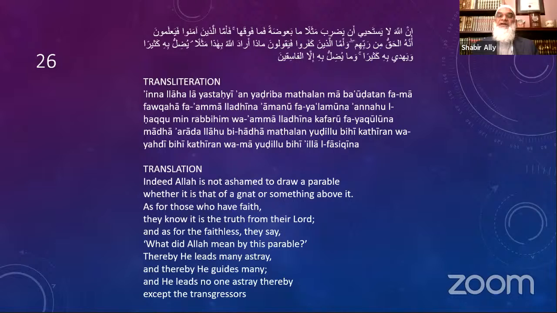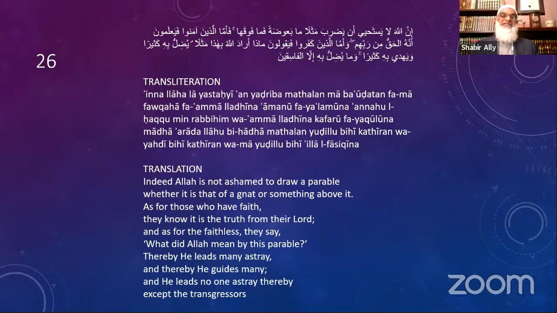So I stopped there at kathira, where there is a pause in that last line. But if I was continuing, I would say kathiran wa ma yudillu bihi illa al-fasiqin. So you see the same Yarmalun principle is working here throughout. We've had so many examples of that in this short reading today.